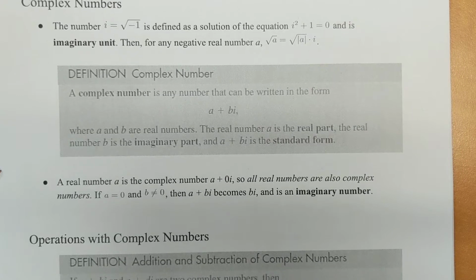So here we have a complex number. A complex number is any number written in the form a plus bi, where a and b are real numbers. Now the real number a is the real part, the real number b is the imaginary part, and a plus bi is the standard form. So a real number a is technically a complex number, it just has a b value of 0. And then imaginary numbers are the reverse. If a is 0 and b is not, then you have just bi, which is an imaginary number.